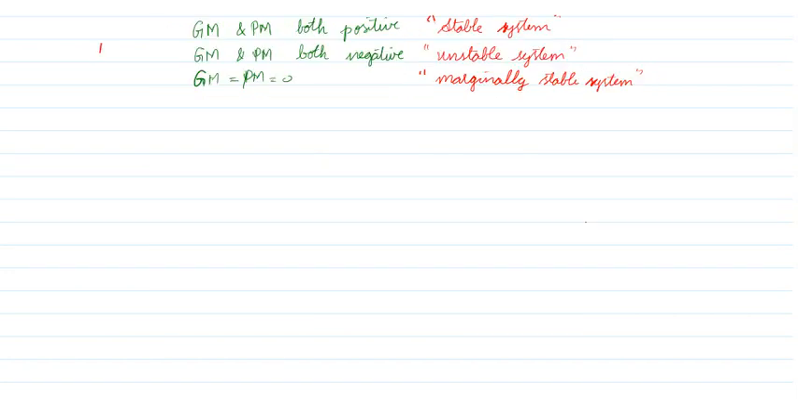Next, we can also say the stability based on the gain margin and phase margin. If the gain margin and phase margin are both positive, we can say the system is stable. If both are negative, we can say the system is unstable. If the gain margin and phase margin are 0, we can say the system is marginally stable. And one case is sure: we cannot have gain margin positive and phase margin negative. It is not possible. Both can be positive, both can be negative, or both can be 0. Only 3 cases can exist.